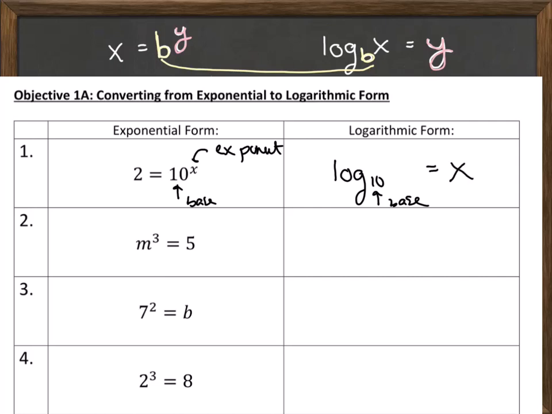Then last but not least, we have our result. The result of b to the y is x, so it is the argument of our log function. You can remember that or not, it's up to you. So what is that value here? It is 2. This is my result. It is the result of raising 10 to the x power, and my result goes over here.